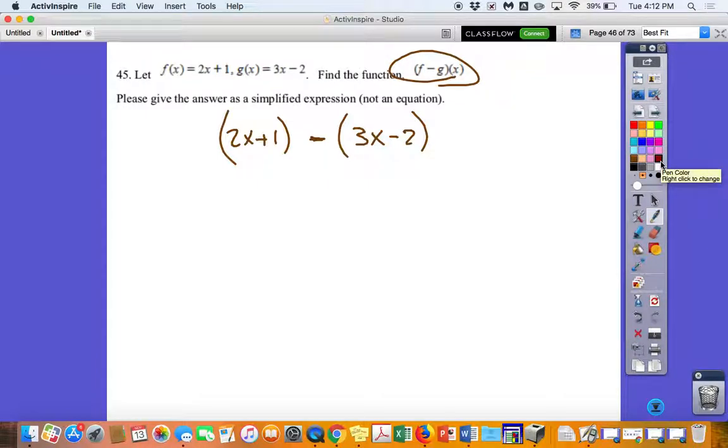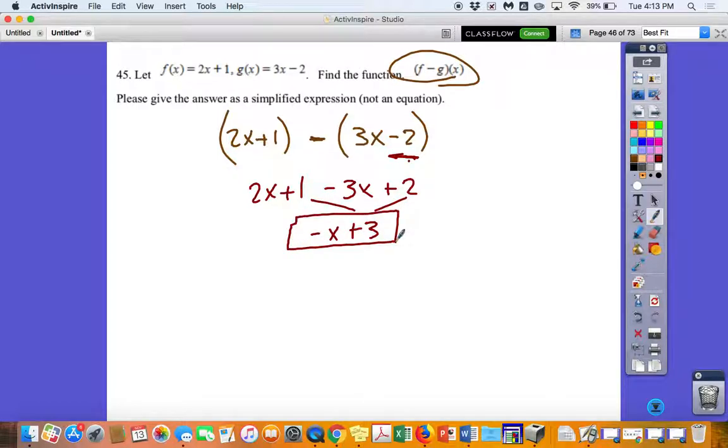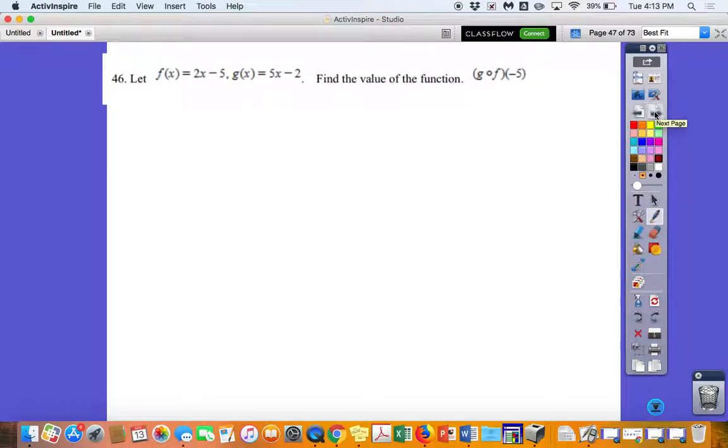Because this right here will change the sign of both of them, but most people will miss this one if they don't use parentheses. So please distribute your negative. That turns into a plus 2. Then collect like terms. So that's a negative x, and then your constants come together and give you a 3. So that right there is the difference. Notice it says not an equation. So don't try to balance it like it is one.